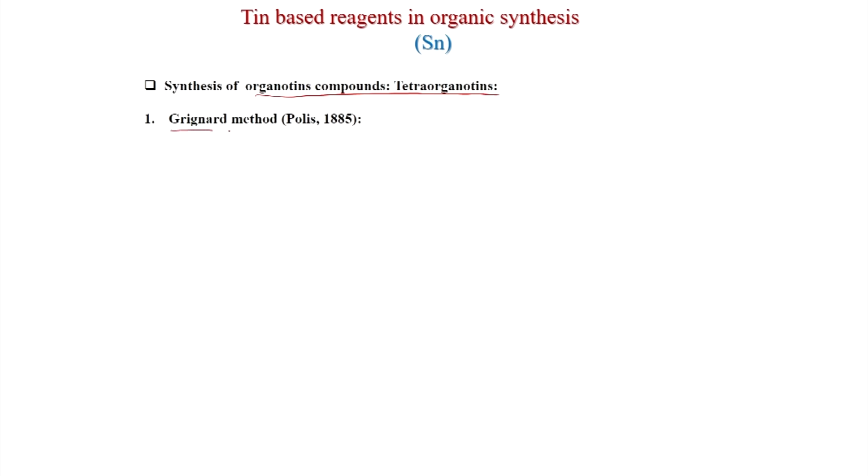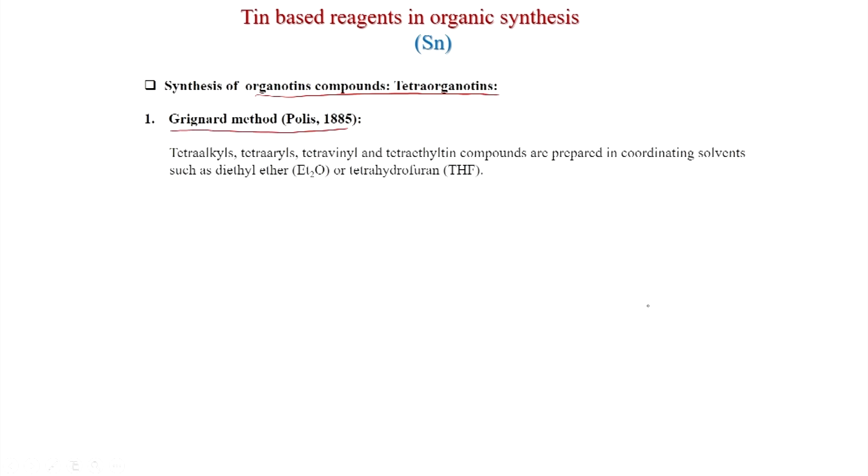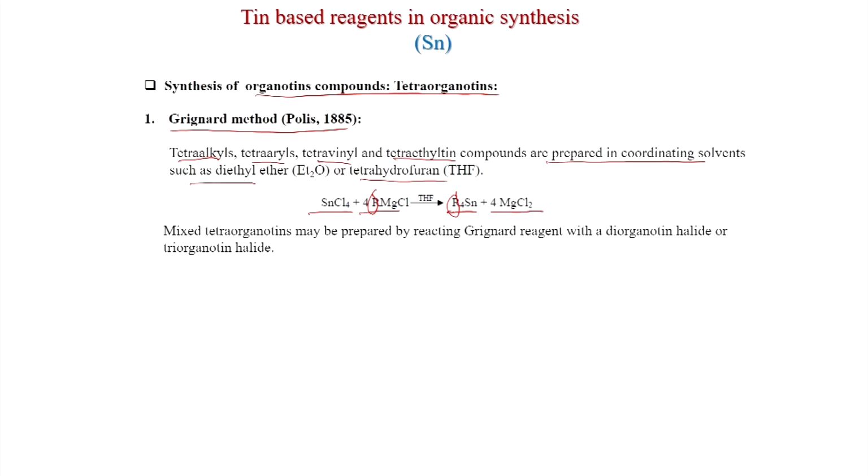The first report is the Grignard method, which was reported by Polish chemists in 1885. So, tetraalkyls, tetraaryls, tetravinyls and tetraethyl tin compounds are prepared in ethereal solvents such as diethyl ether or tetrahydrofuran. Like here, tetrachlorotin is there with Grignard reagent and this compound is formed, tetraalkyl tin, and you can see this R is coming here. So, 4 R groups have come and 4 molecules of MgCl2 are produced.